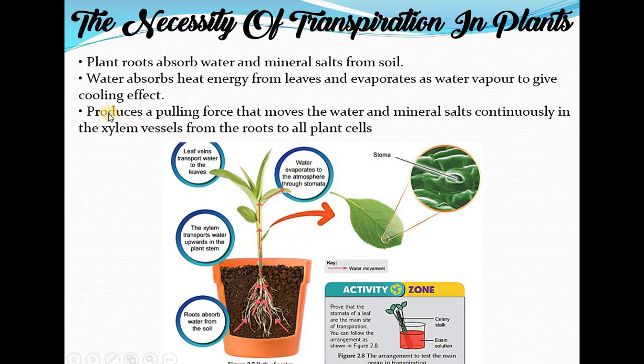Then number 3: produce a pulling force that moves the water and mineral salts continuously in the xylem vessel. So when transpiration starts to occur, it will produce a pulling force to pull up the water until the leaf. And what happened? The water diffuses out by the stoma, by evaporation.